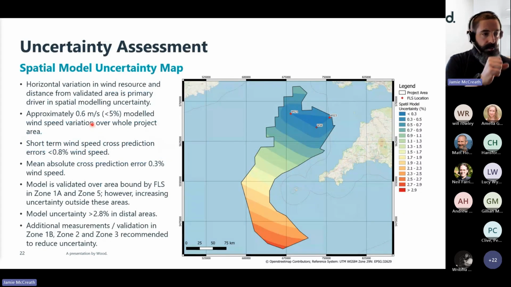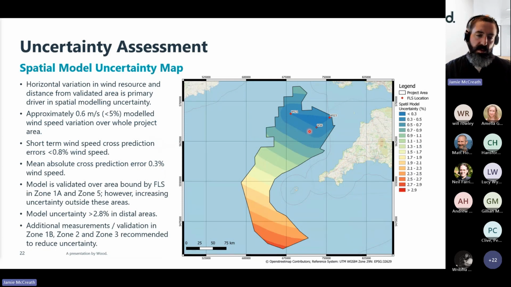So the horizontal variation in wind resource has been validated using the 3 LiDARs, and by using the cross predictions, we basically predict less than 0.8% in wind speed between these predictions. So it shows that the model prediction is very good. I should say this is uncalibrated, not calibrated. So it's good. But the mean absolute error is lower still at 0.3%.